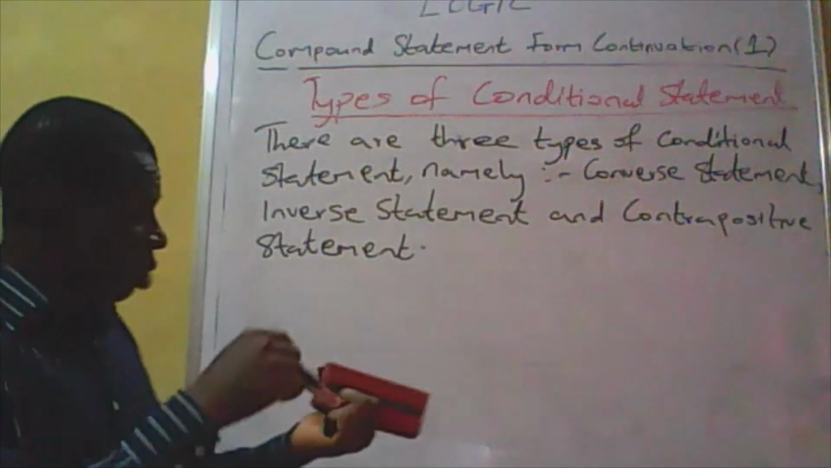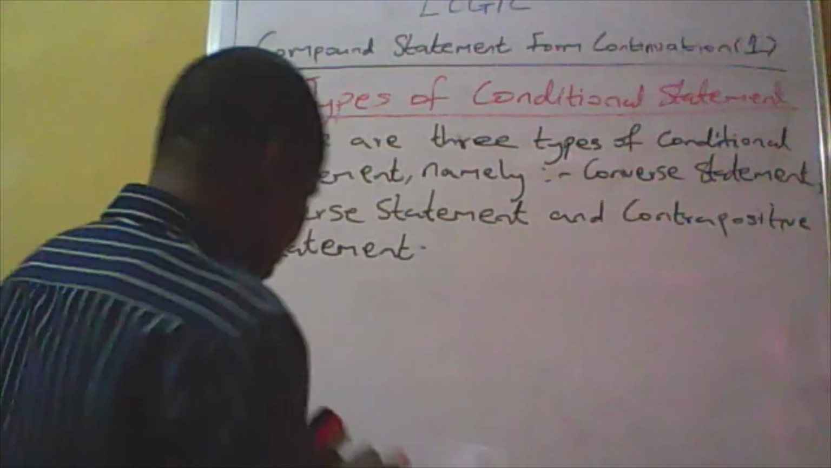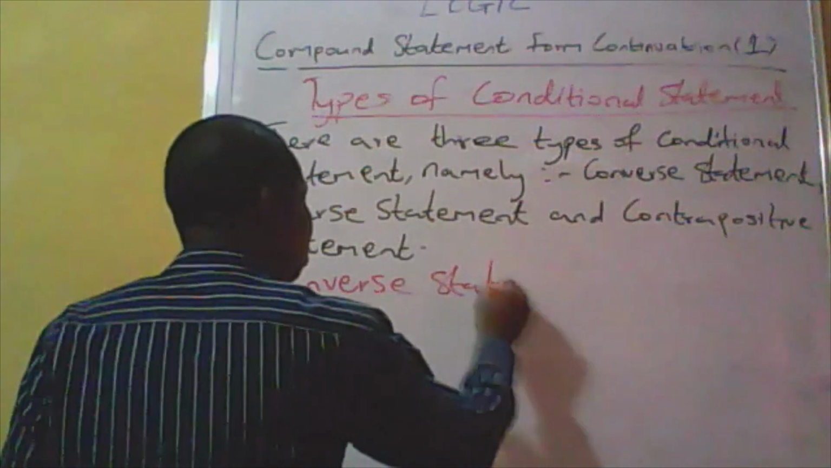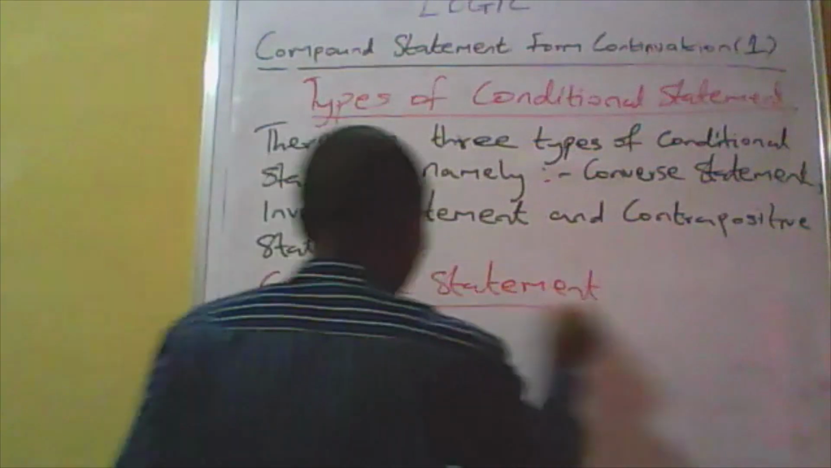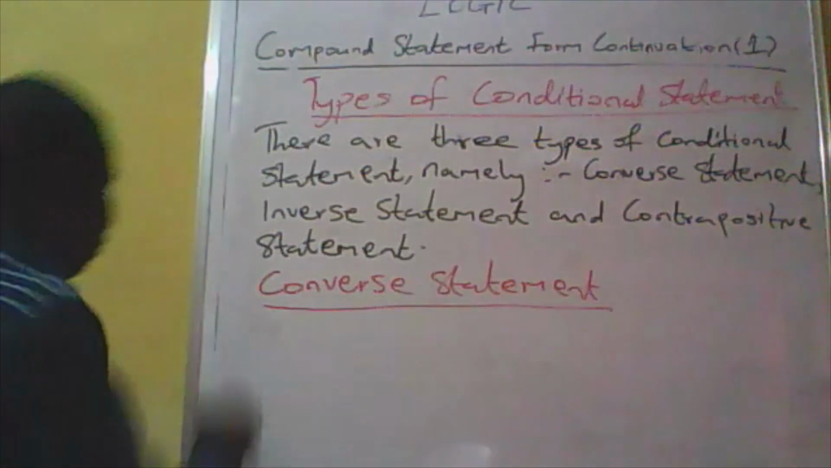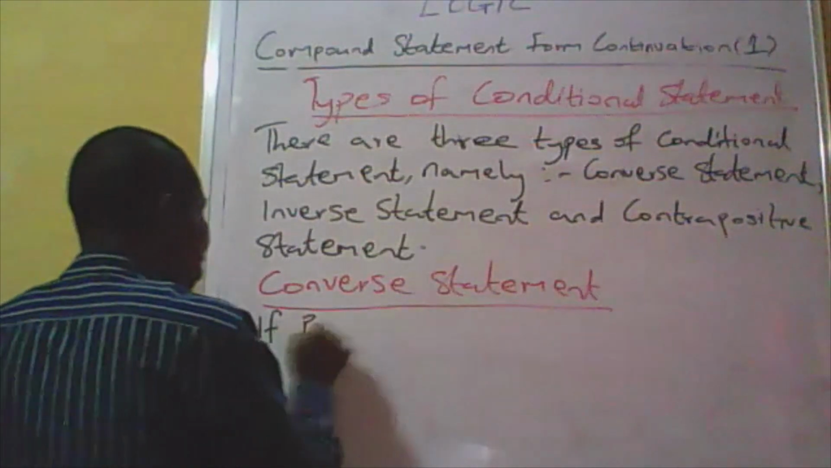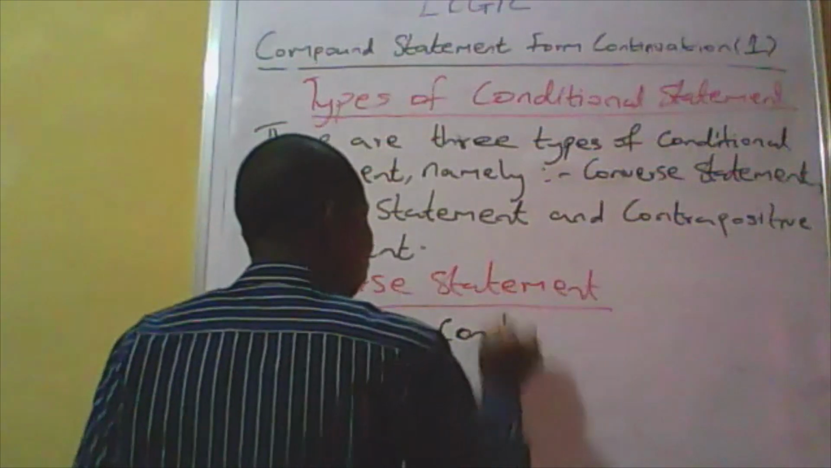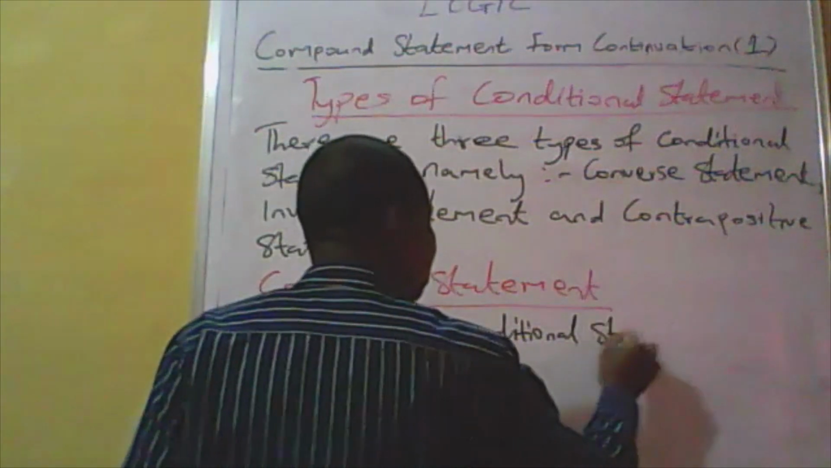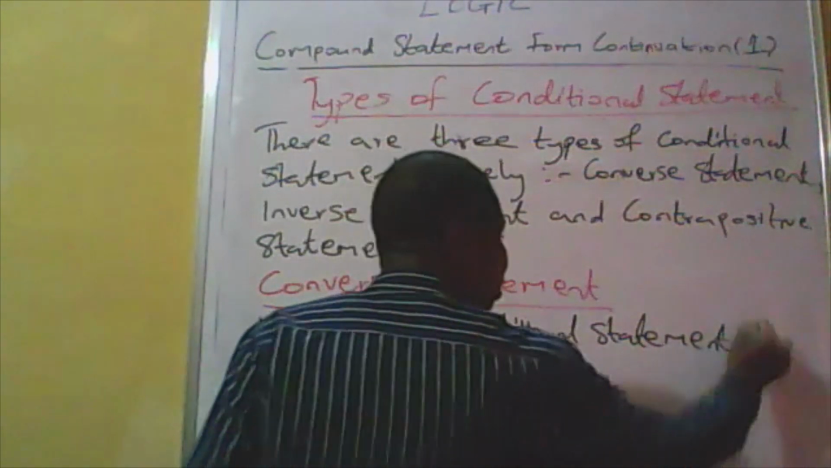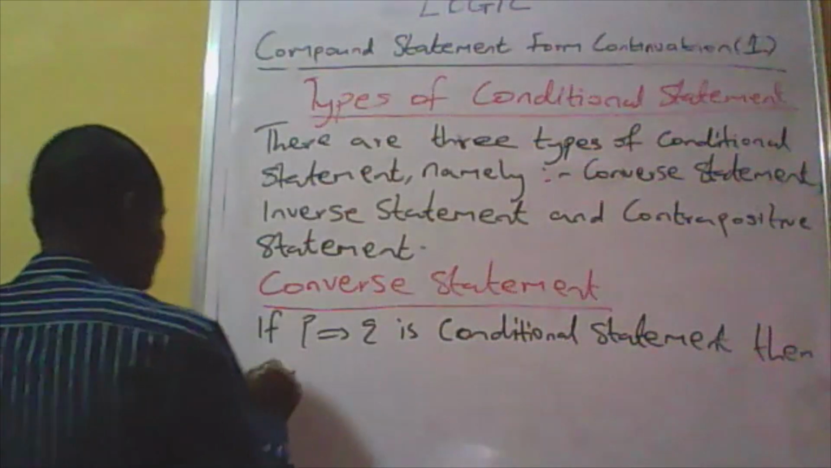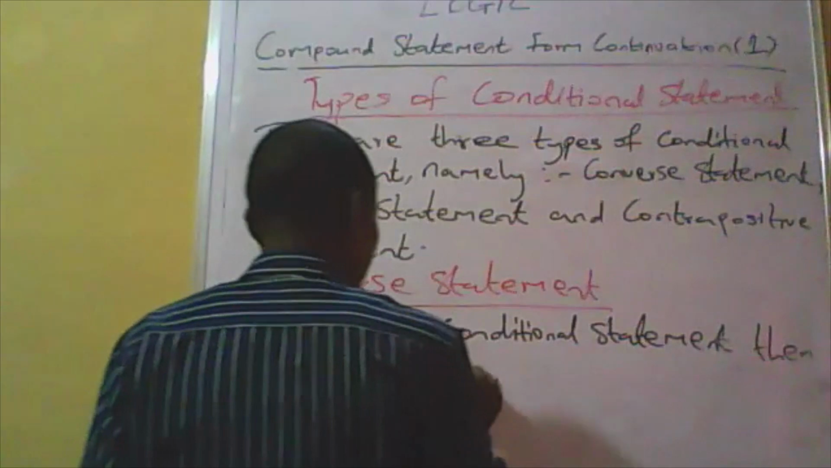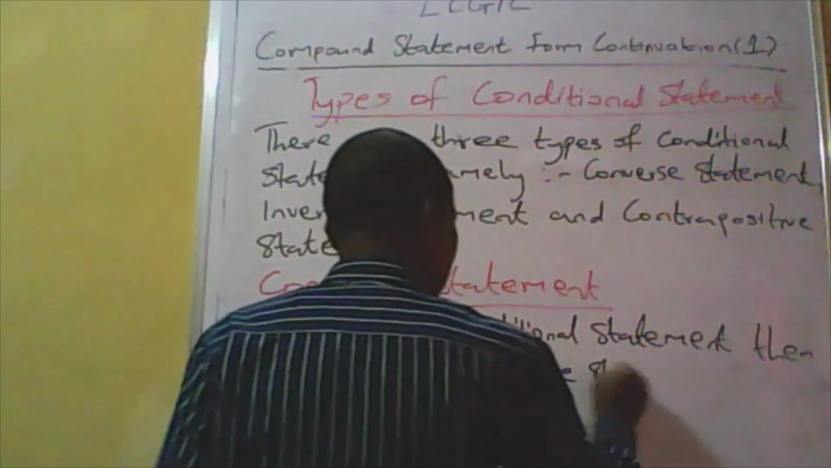Let's start with the converse statement. If P implies Q is a conditional statement, then Q implies P is a converse statement.